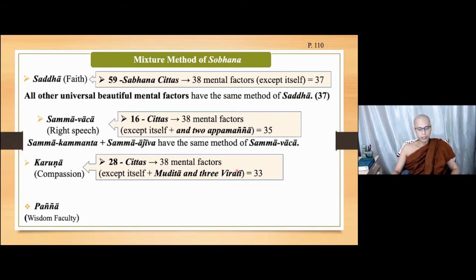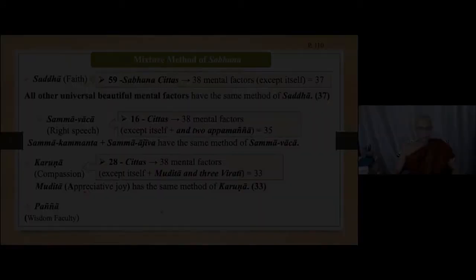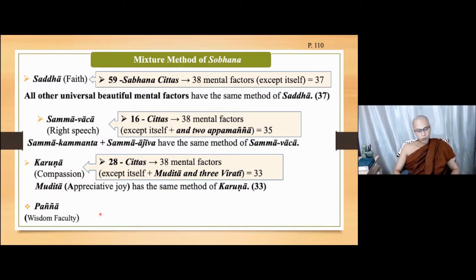And the 3 Virati have a different nature. So altogether 5 mental factors are exceptions. So 33 mental factors can arise with Karuna. And Mudita is also the same method. Then Panna, the wisdom faculty.